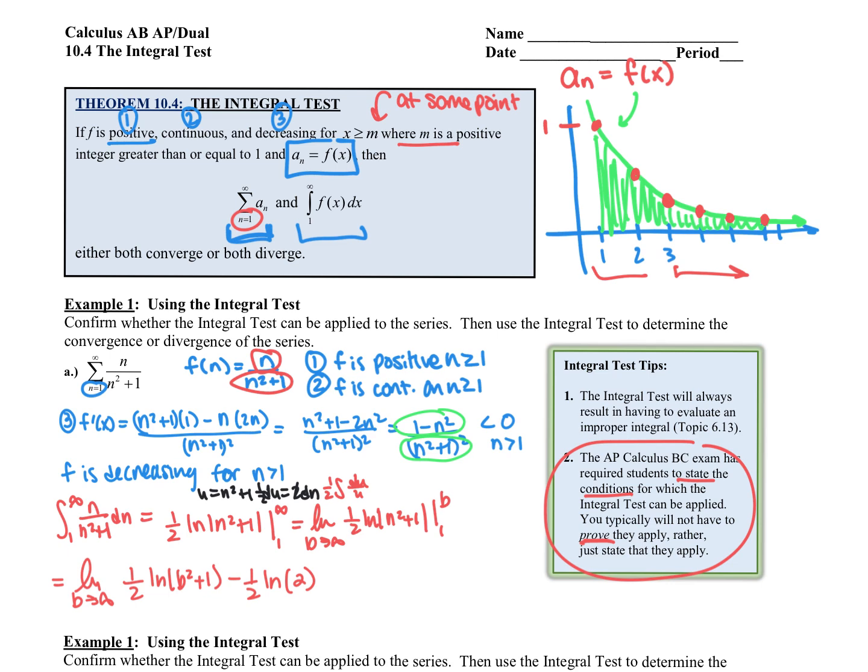And as we go to infinity, natural logarithm looks like this, right? So as this becomes larger inside, this will go to infinity. So this limit will be equal to infinity, and that limit does not exist. So that means that the improper integral diverges, which means that the series diverges.